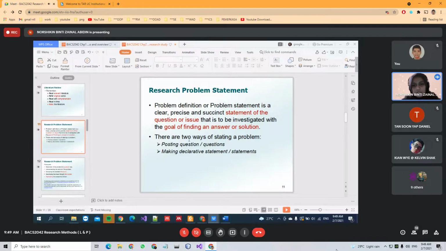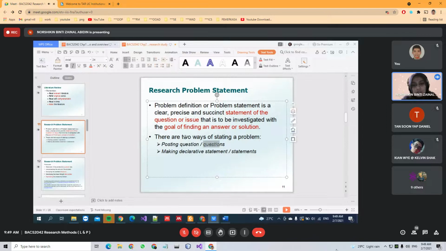So there are two ways of stating a problem. First, posing a question by asking a question using the PS, and second, making a declarative statement. I think asking a question is quite rare. I won't say rare, but there are problem statements using questions. But usually people make a declarative statement. For example, the bakery again. The bakery is facing a problem, or the bakery is having a problem.